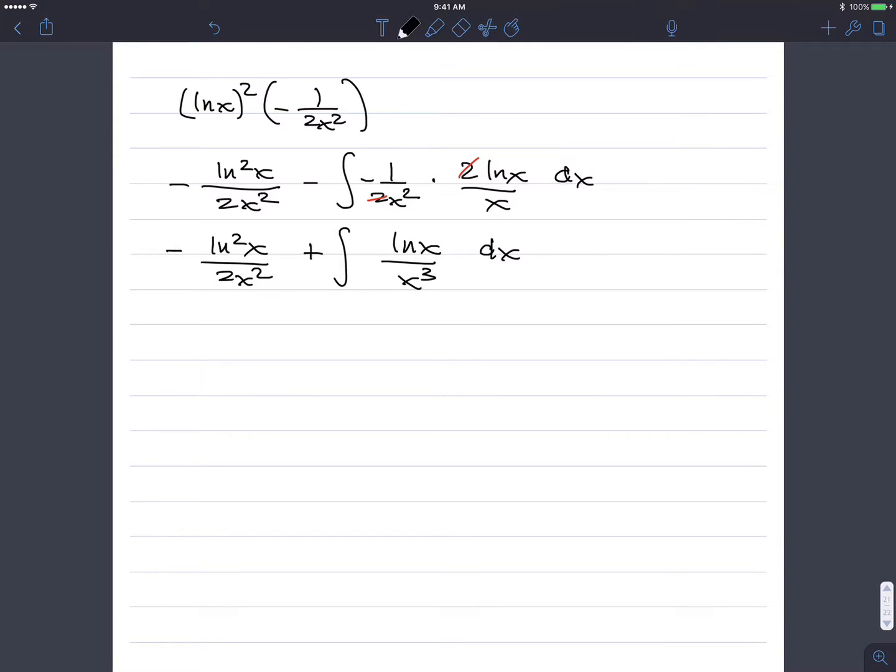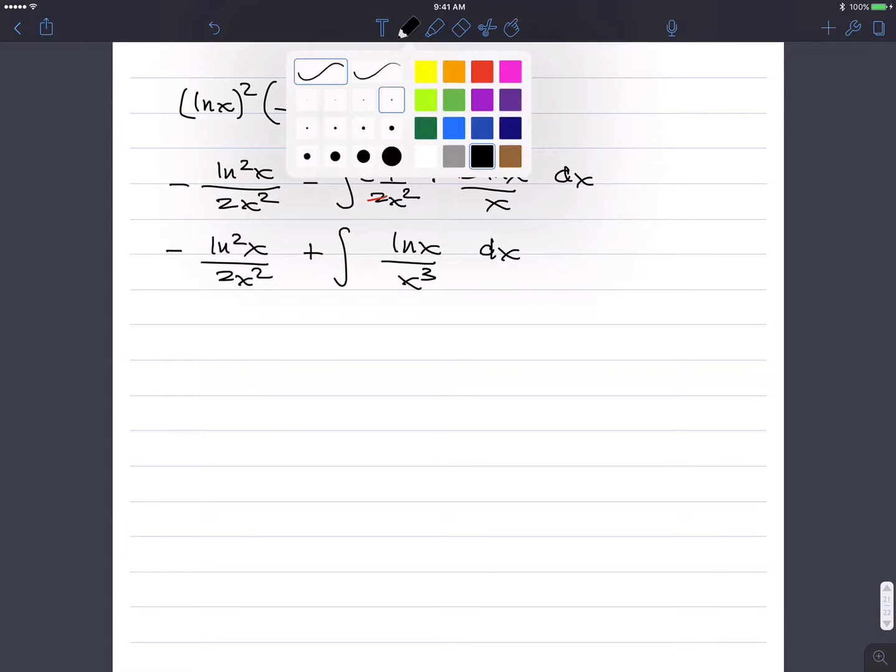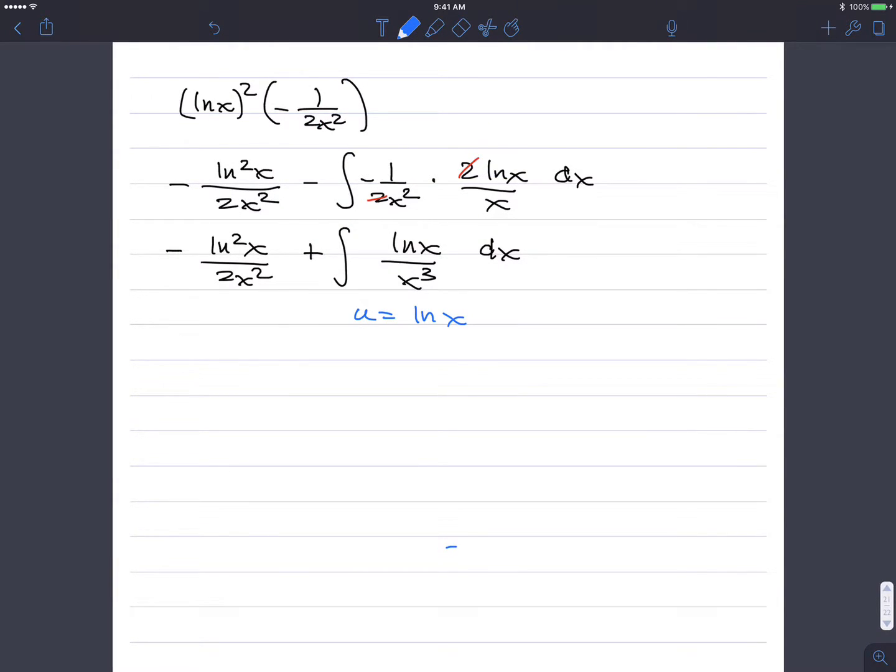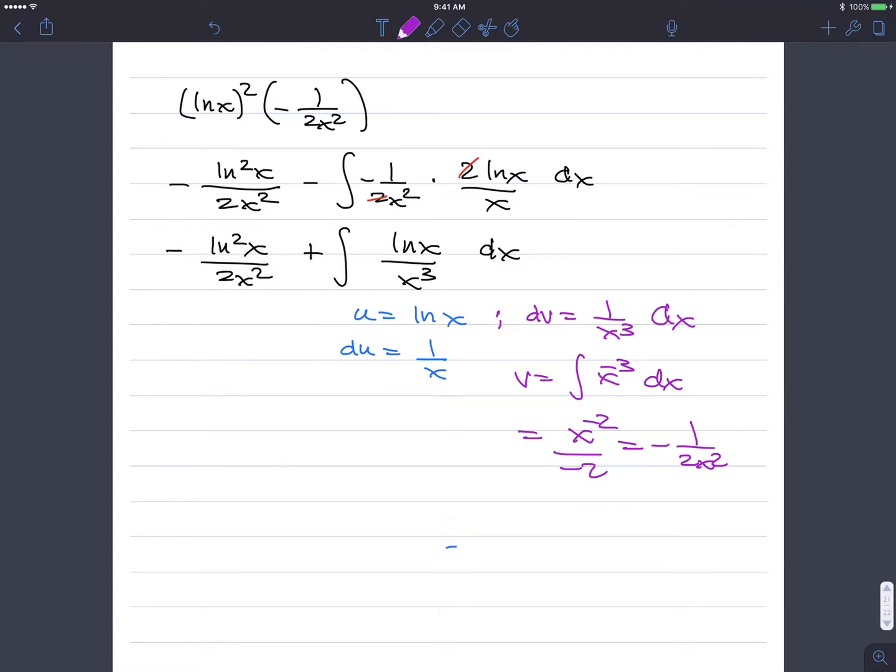Now let's see what happens. We're going to let u be natural log x. If that's the case, then we get du is 1 over x. Now, if u is natural log x, we have our dv here. dv will be 1 over x cubed dx, which means v will be the antiderivative of that, which gives us x to the minus 2 over minus 2, or negative 1 over 2x squared for my v.